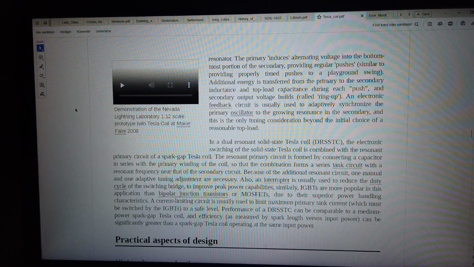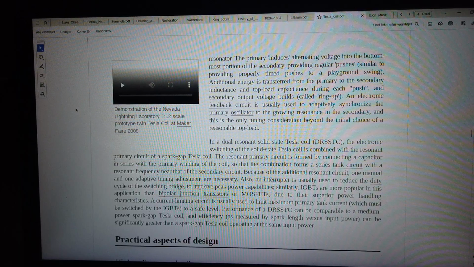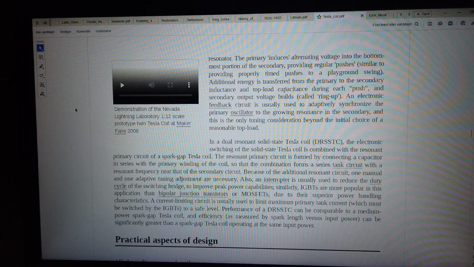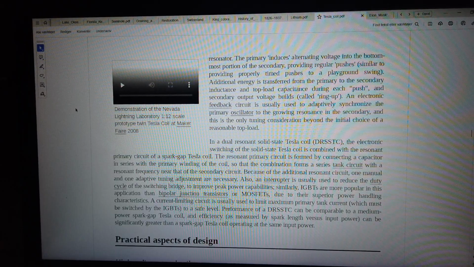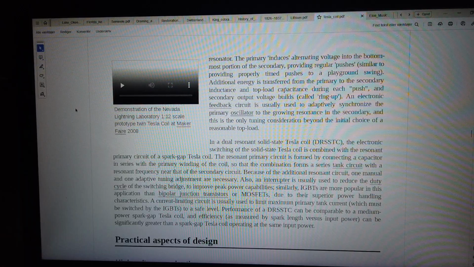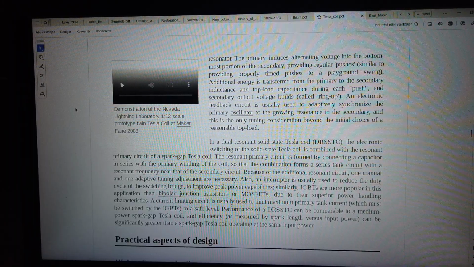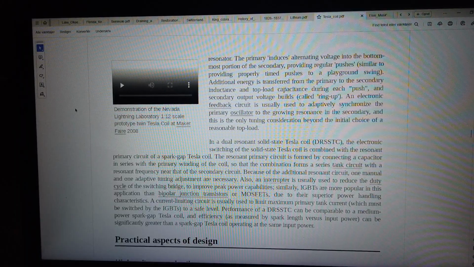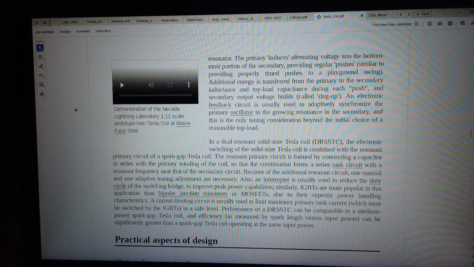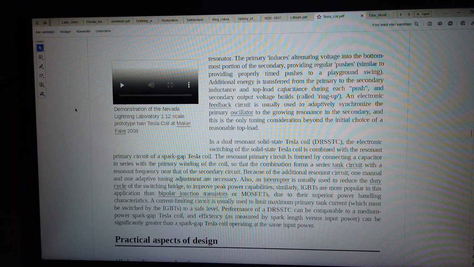In a dual-resonant solid-state Tesla coil, DRSSTC, the electronic switching of the solid-state Tesla coil is combined with the resonant primary circuit of a spark gap Tesla coil. The resonant primary circuit is formed by connecting a capacitor in series with the primary winding of the coil, so that the combination forms a series tank circuit with resonant frequency near that of the secondary circuit. Because of the additional resonant circuit, one manual and one adaptive tuning adjustment are necessary. Also, an interrupter is usually used to reduce the duty cycle of the switching bridge, to improve peak power capabilities.